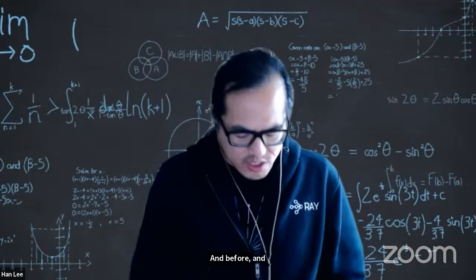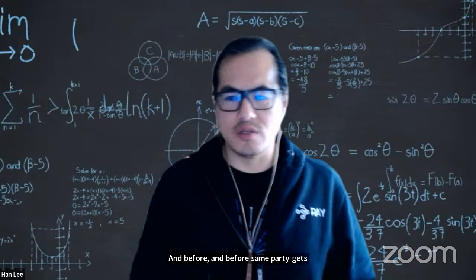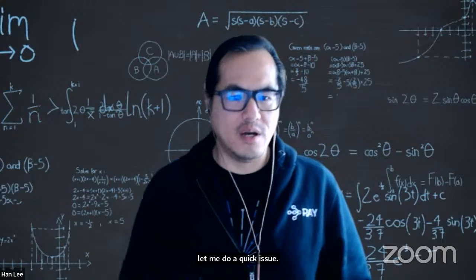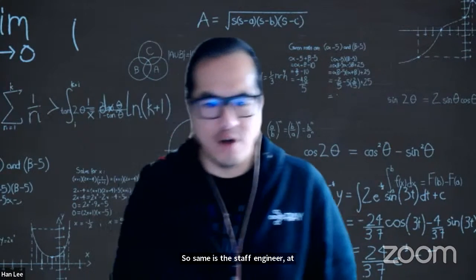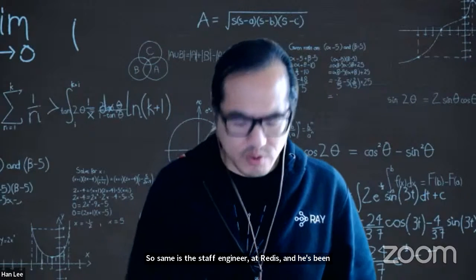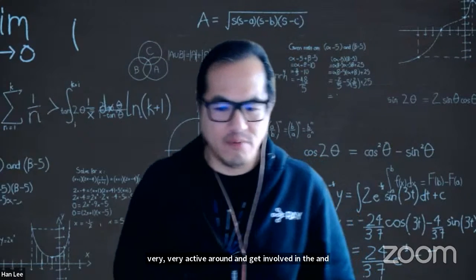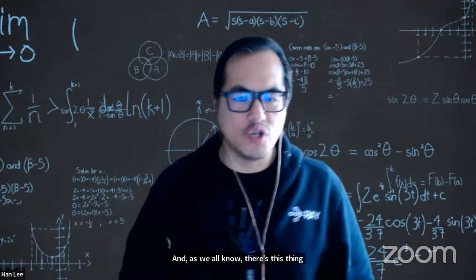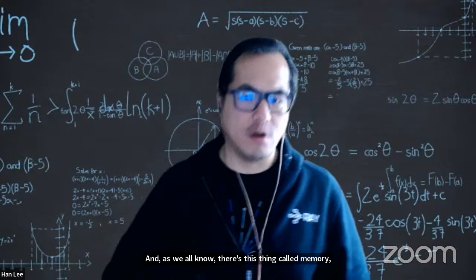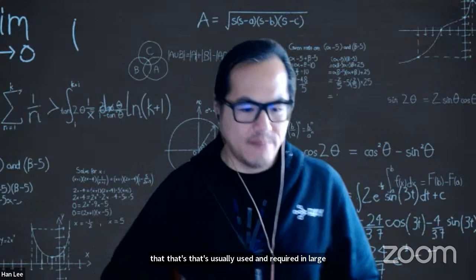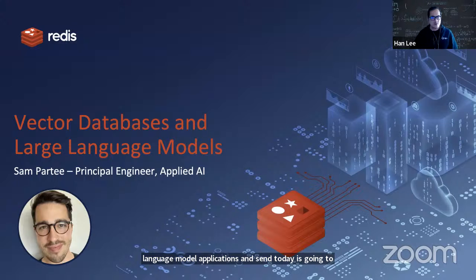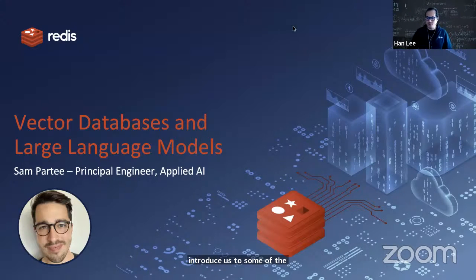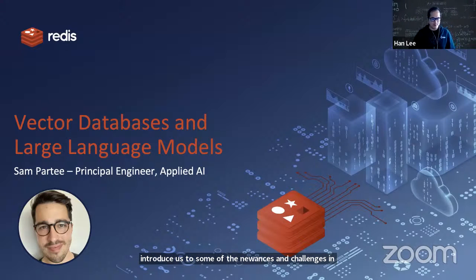Before Sam Partee gets started, let me do a quick intro. Sam is a staff engineer at Redis, and he's been very active in the LLM space. As we all know, there is this thing called memory that's usually required in building large language model applications. Sam today is going to introduce us to some of the nuances and challenges in doing so. So, Sam, you have co-host now.